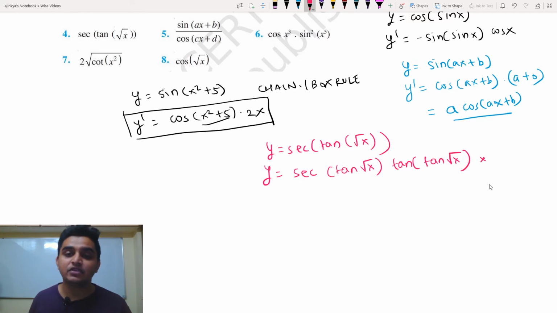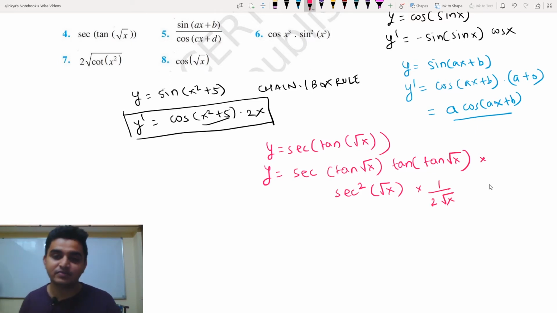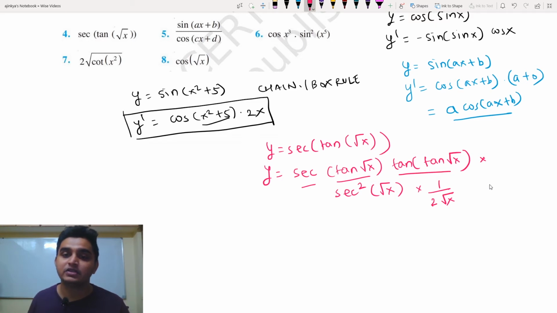Tan's differentiation will be sec square x, so it is going to be sec square of the inside function, root x. Now we know that we have gone inside two times, so we first took the differentiation of sec, then we took tan, now we have to take the derivative of root x, which is 1 upon 2 root x. So this is your final answer, which is sec of tan of root x times tan of root x times sec square root x, everything divided by 2 root x.